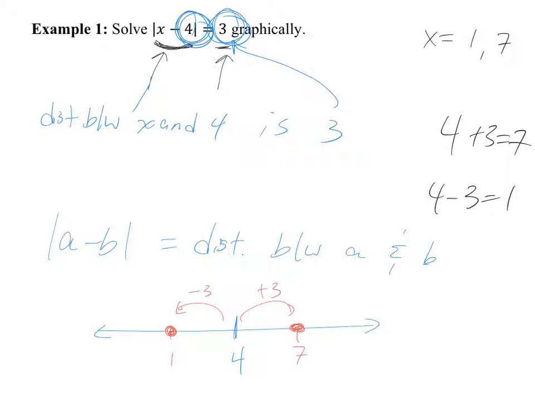Let's take a look at the second one to apply this a little bit further. But do you all see how the answer is the same, whether it's algebraic or graphically approached? The answer is still 1 or 7. That's what your answer is, 1 or 7.